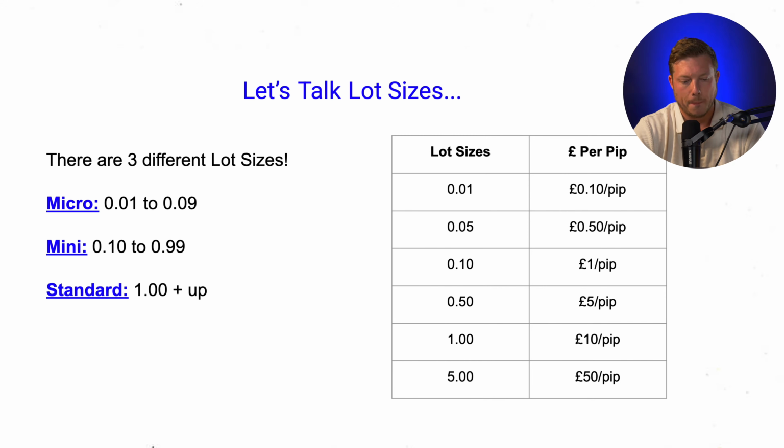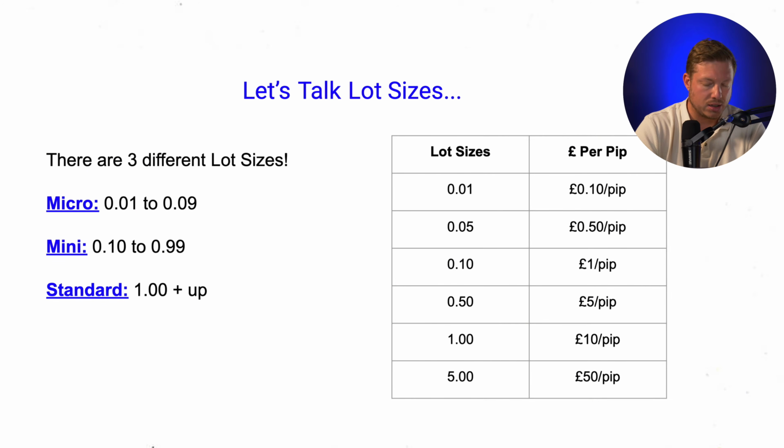There's the micro, the mini, and the standard. A lot of people confuse 0.01 as just 1 pence or 9 pence. That's actually 10 pence to 90 pence. So it's 10 pence per pip, right? A mini is 0.1 to 0.99. So that'd be £1 to £9.90.